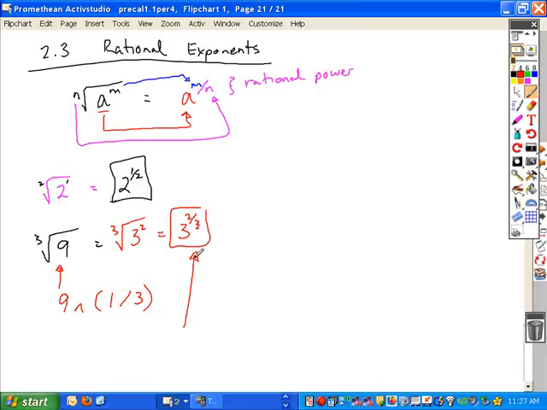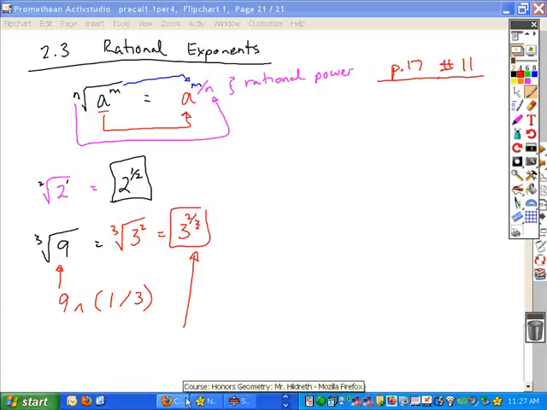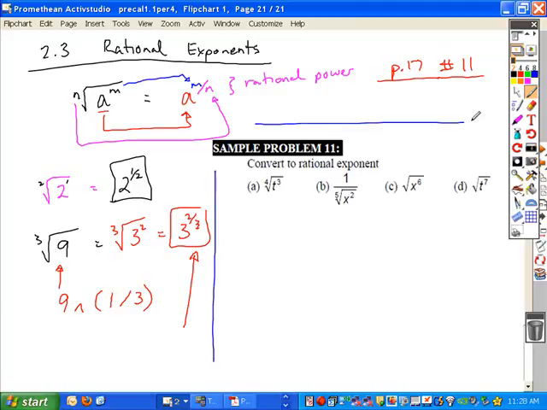All right, I want you to look at sample problem 11 really quickly on page 17. Okay, and see if you can answer those 4 questions. Find the rational form, the rational exponent form, for each of those, please. Right, so if you take this first one, we have our base of t, our power of 3, our index of 4. So you get t to the 3/4 as your radical written as a rational exponent.